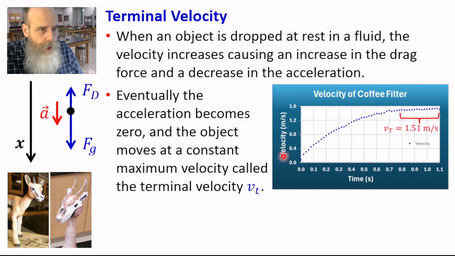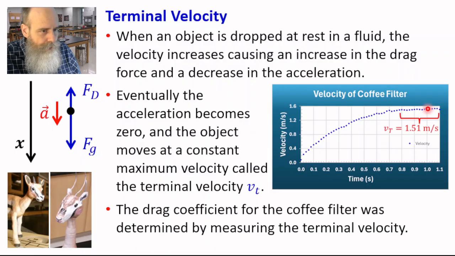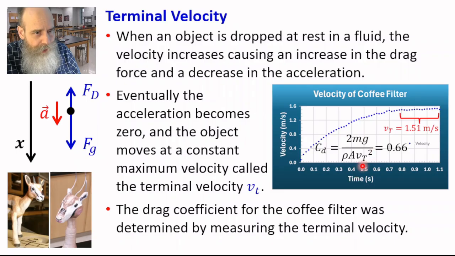And here's our graph of velocity versus time for the coffee filter, and it reached a maximum final velocity of 1.51 meters per second. That's the terminal velocity. And from the terminal velocity, we were able to measure the drag coefficient of the coffee filter using this expression. And putting in the values, we got CD of 0.66 for the coffee filter.